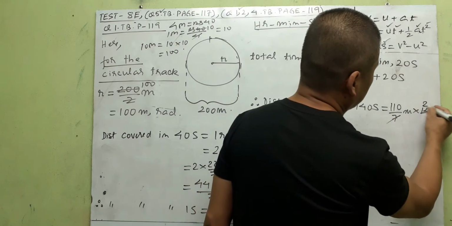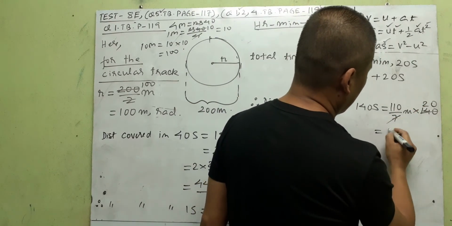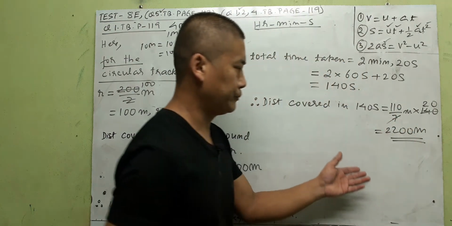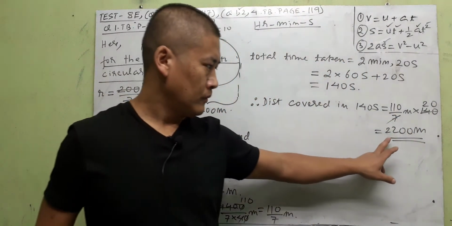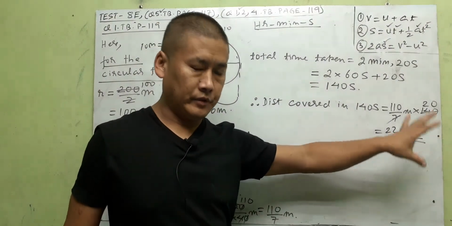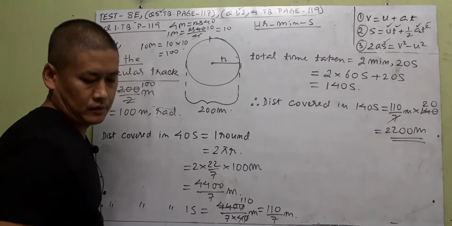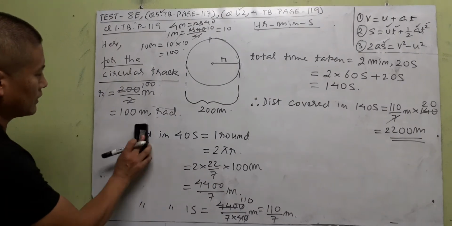7 twos are 14, 0, so this 2 into 11, 22, 00. So total distance covered by him is this one, 2200 meter. When the question is asking this, we have found out. Now we have to find the displacement. So let us just do one thing here.